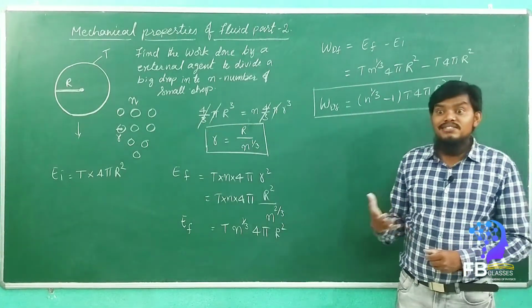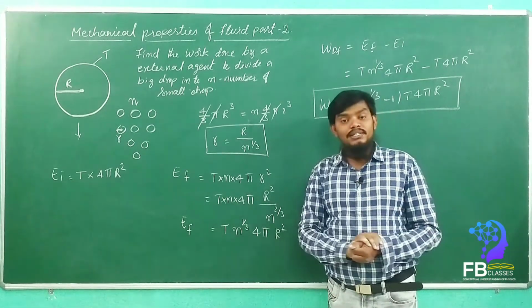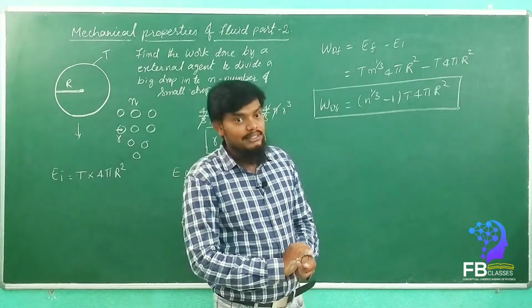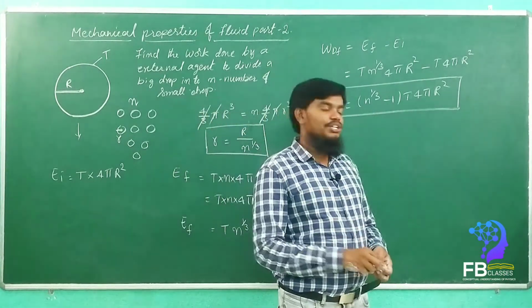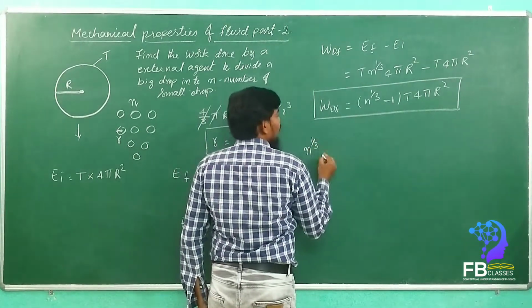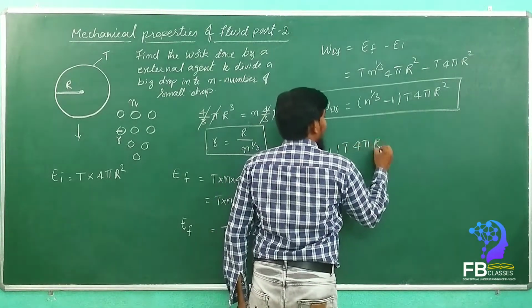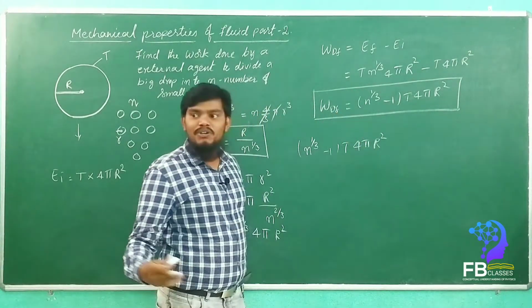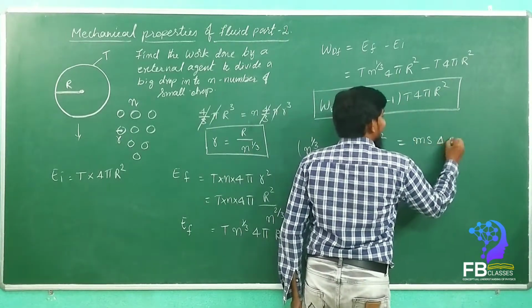The scientist says that energy is converted into heat. So sometimes he may ask about the heat also. So what will happen here? See here, n^(1/3) minus 1 into T 4 pi r square. So this work done is converted into heat. Yes or no? That is equal to m s delta T.